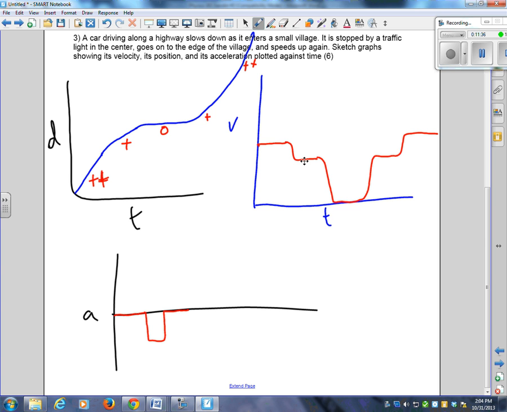And then it becomes very negative again. And then while it's stopped, it's 0. And then it becomes positive. And then it goes to a constant slope, flat, I mean. And then it becomes positive again.